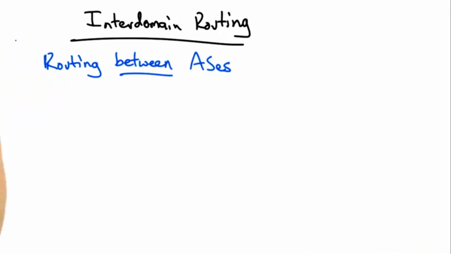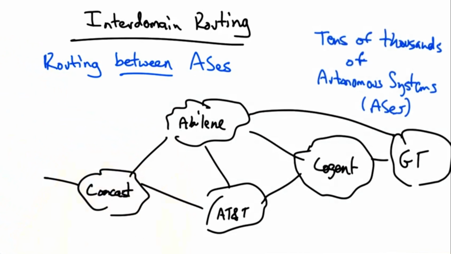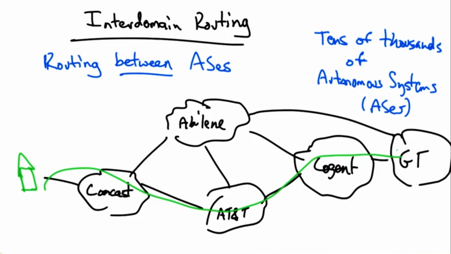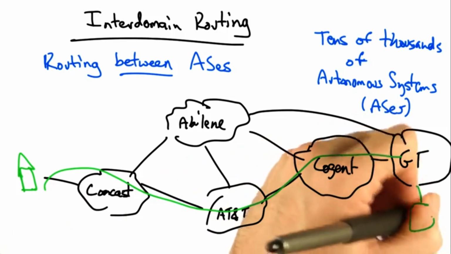We're now moving on to cover interdomain routing, or routing between ASs. Recall that internet routing consists of routing between tens of thousands of independently operated networks or autonomous systems. Each of these networks operate in their own self-interest and have independent economic and performance objectives, and yet they must cooperate to provide global connectivity, so that when you're sitting at home, you can retrieve content that might be hosted at the Georgia Tech network.